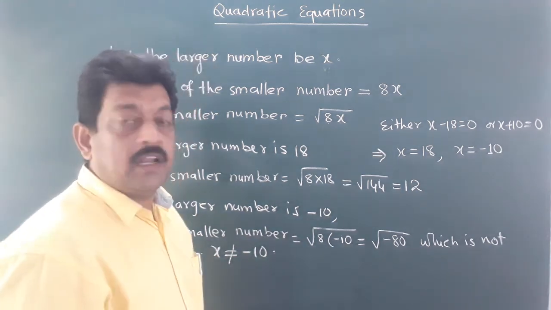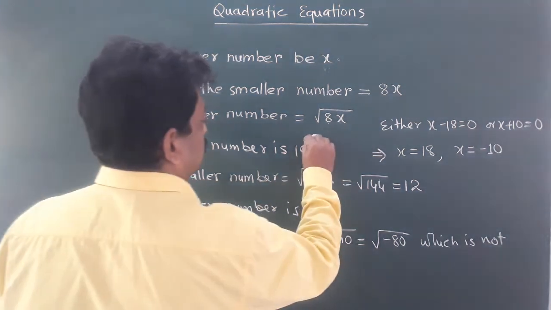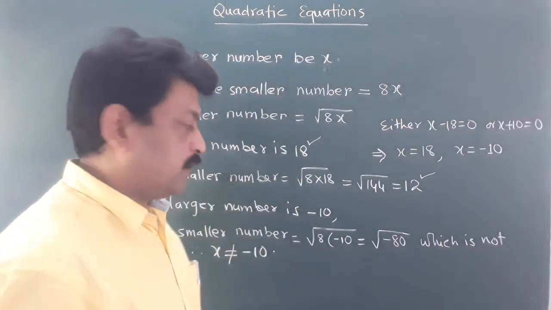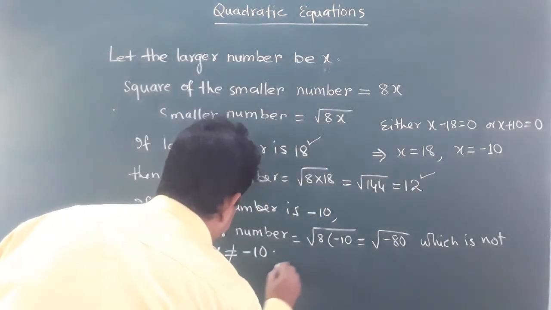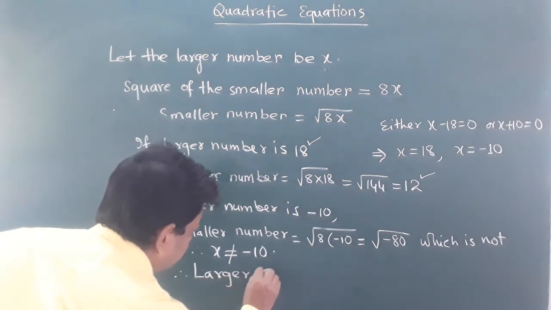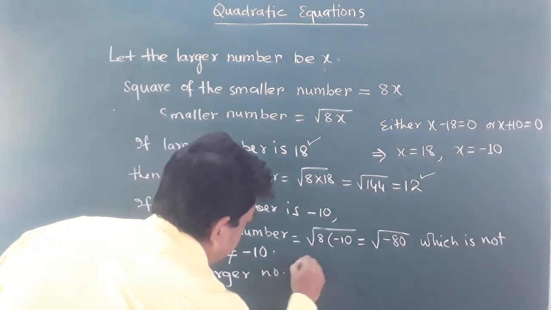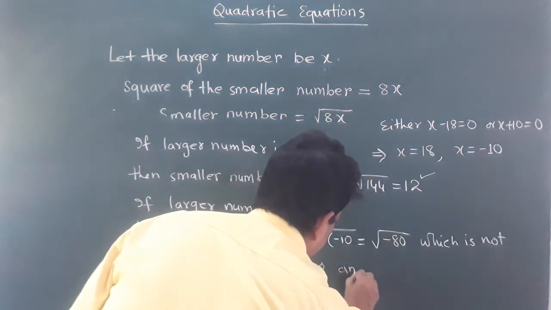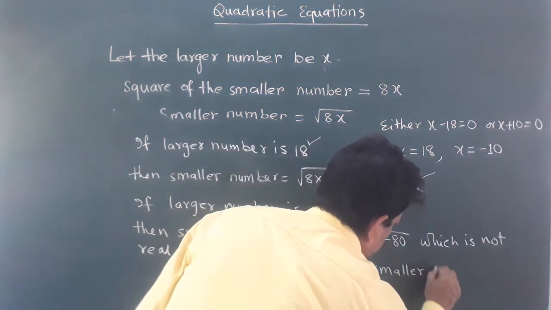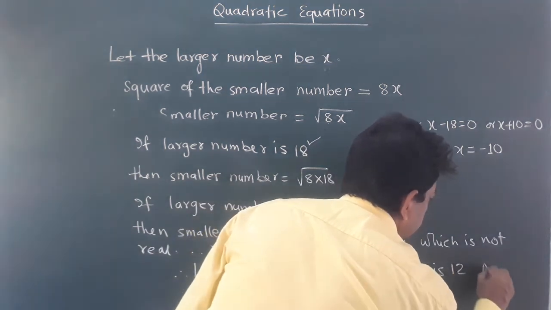Hence, what is our larger number? The larger number is 18 and the smaller number is 12. This is the only answer. Therefore the larger number is 18 and the smaller is 12. This is the answer.